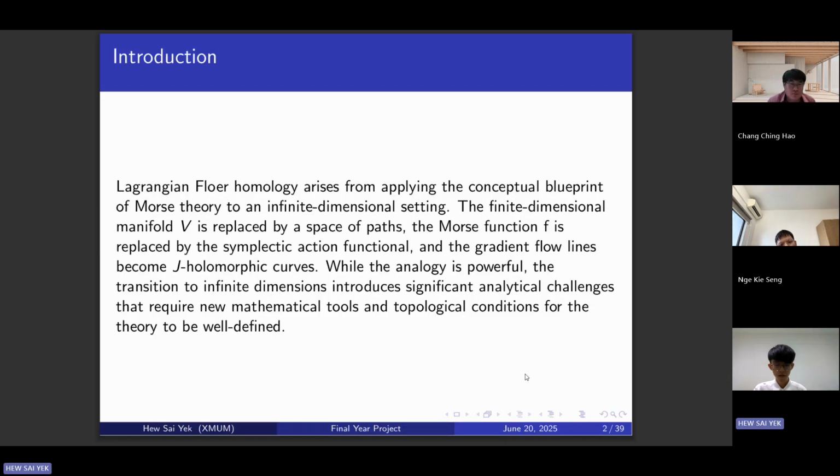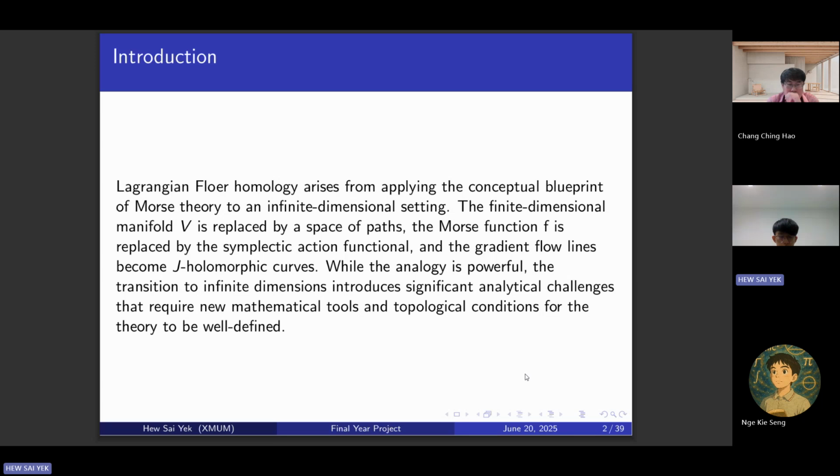Lagrangian Floer homology is like Morse homology, but the finite-dimensional manifold is replaced by an infinite-dimensional space. And the Morse function is replaced by the symplectic action functional. The gradient flow becomes the J-holomorphic strips.